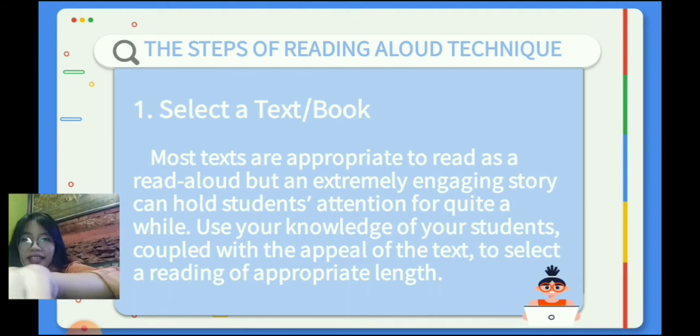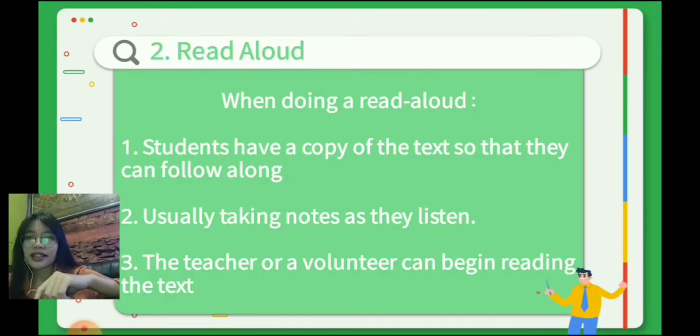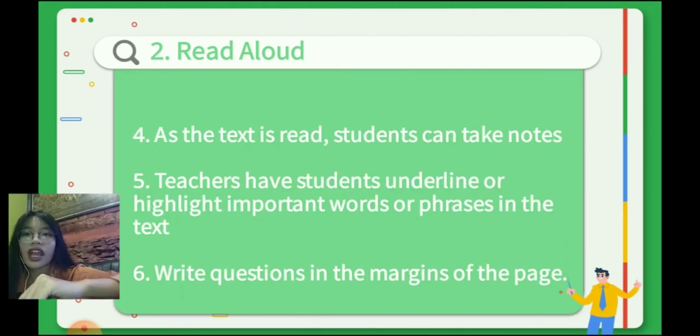Okay, the second step is read aloud. Here, there are several things that you have to do when doing a read aloud. The first one is you can ask your students to have a copy of the text so they can follow along. The second one, while they are listening to you, they can take notes as they listen to you. The third, the teacher or the volunteer can begin reading the text. After that, the students can take notes as they listen to you.